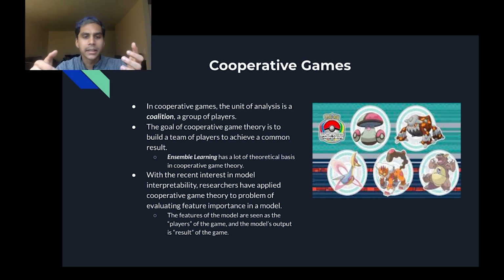And more interestingly, and more recently, we've seen these ideas of cooperative game theory arise in the field of machine learning model interpretability and model explainability. Researchers have thought about how we can view feature attribution and model explainability as a cooperative game. The idea here is that the features of the model are seen as players of the game, and the model's output is the result of the game. So the features of the models are trying to work together in order to get the best output for the model. So how does this work?